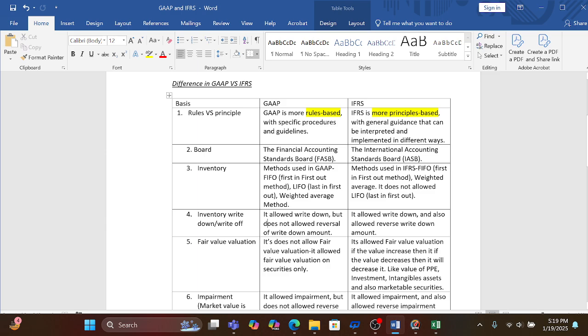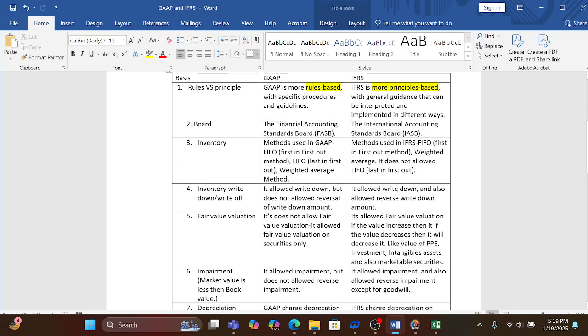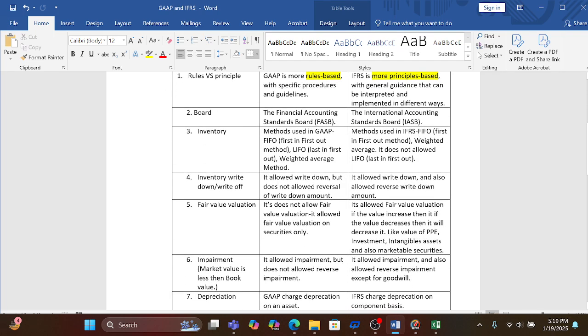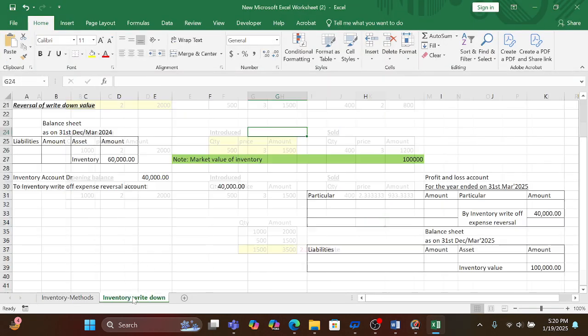So now we have another part, that is inventory write-off. Under GAAP, inventory write-off is allowed but not the reversal of that write-off amount. But under IFRS, the write-off is allowed and also the reversal of that write-off amount. I have given an example here.